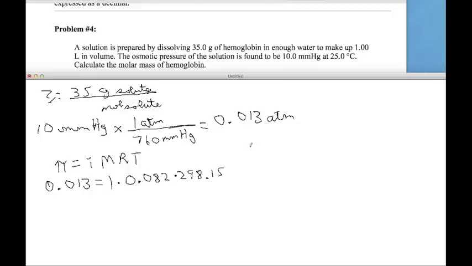So 0.082 times 298.15, and that is equal to 23.71. And divide this number by that, and then we get 5.55. And that's the number of moles we have.